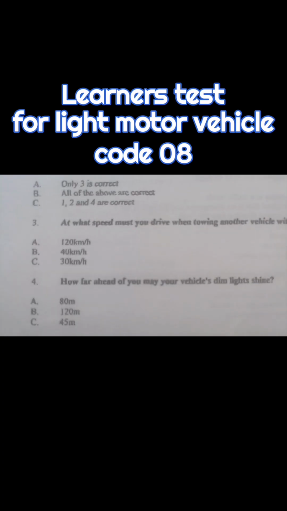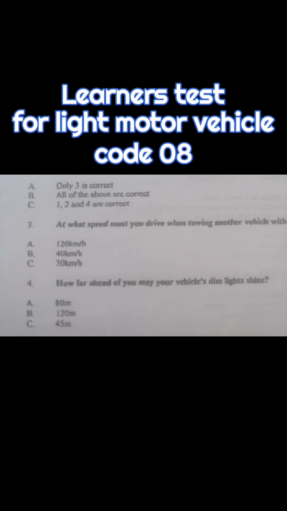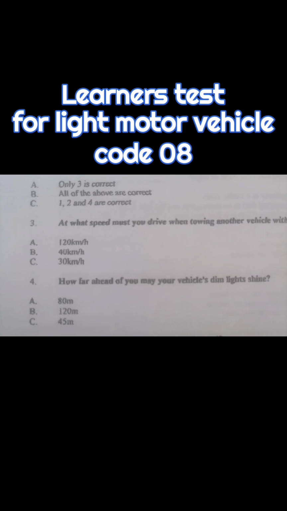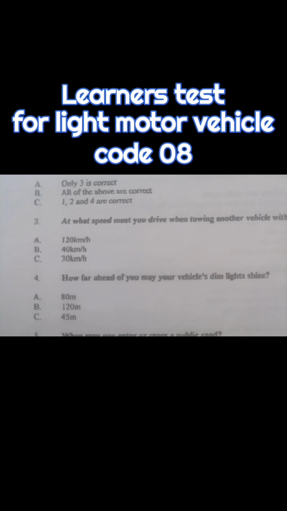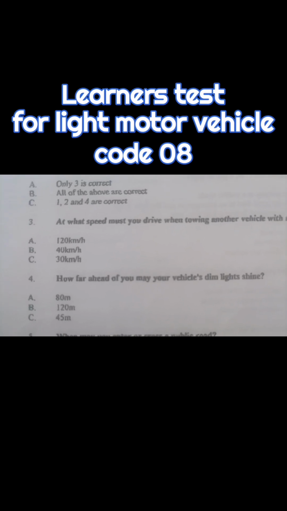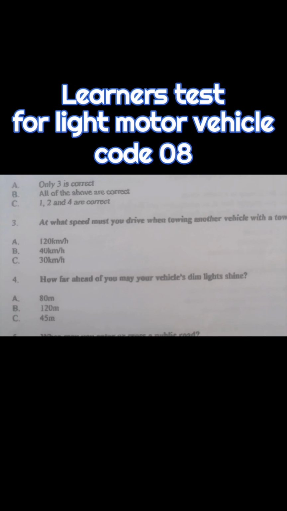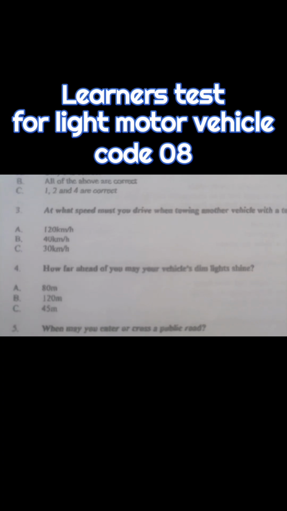Alright, if there is another option that says 20 kilometers per hour, do not choose that. It is in fact 30. 30 is the maximum speed allowed for towing vehicles. You can drive slower but not faster. Bear this in mind because there are more questions on towing coming later on in the test. Alright, moving on to question 4.